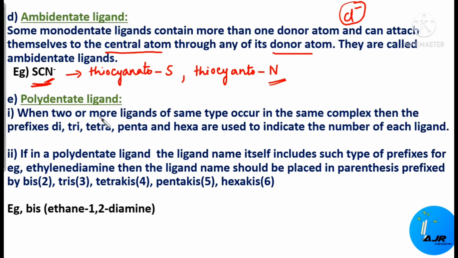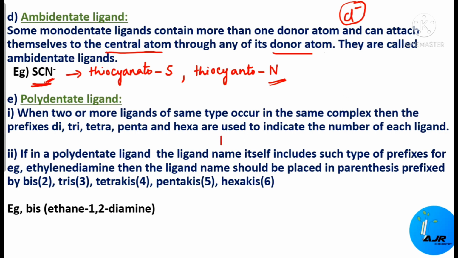See, polydentate ligand. If two or more ligands of the same type occur in the same complex, then the prefixes di, tri, tetra, penta and hexa are used to indicate the number of each ligand. Understood? For example, let me give an example here.